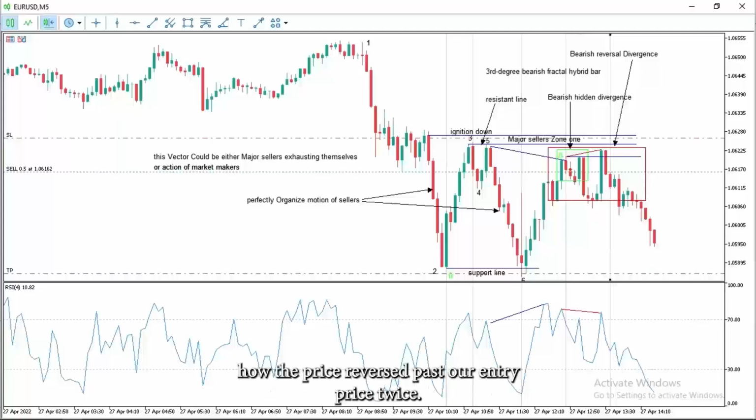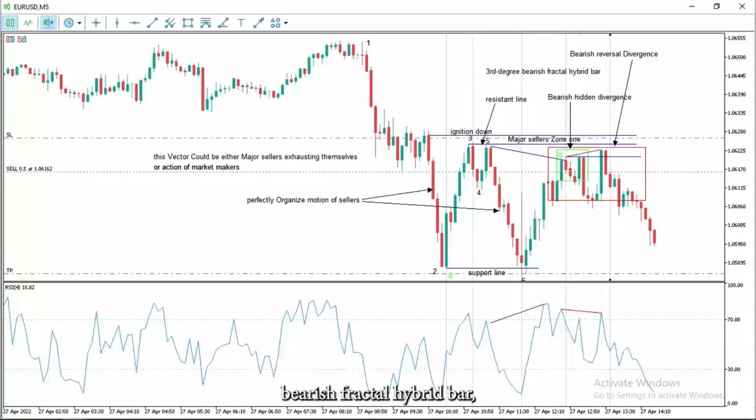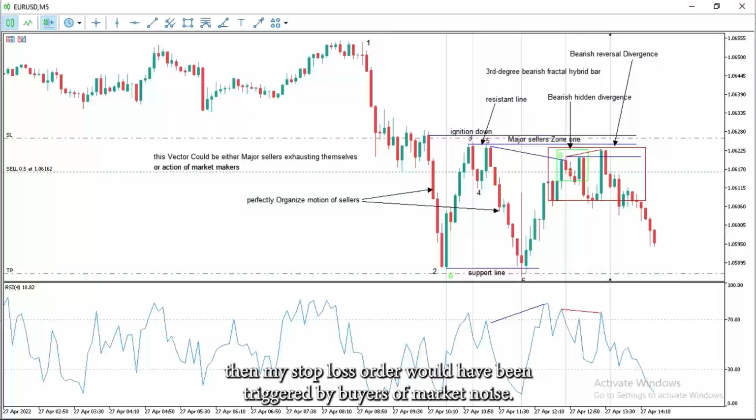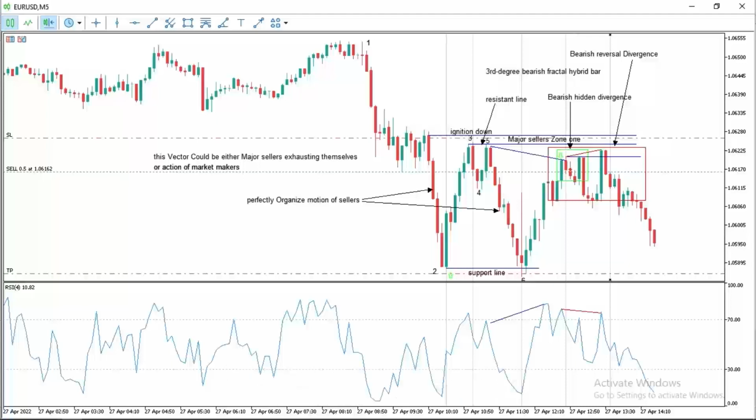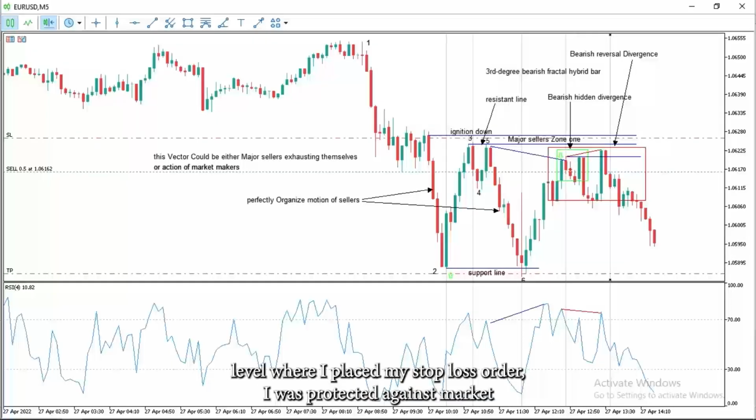A few minutes later. Observe how the price reversed past our entry price twice. Note that if I placed my stop-loss order a few pips above our third-degree bearish fractal hybrid bar, then my stop-loss order would have been triggered by buyers of market noise. But at the level where I placed my stop-loss order, I was protected against market noise by the horizontal frequency line of sellers.